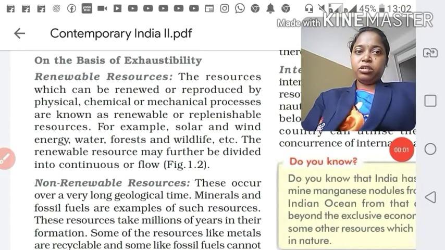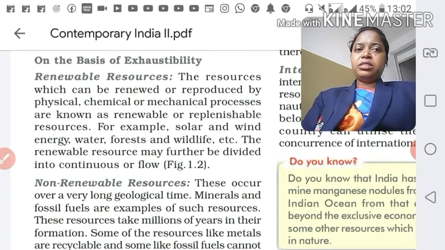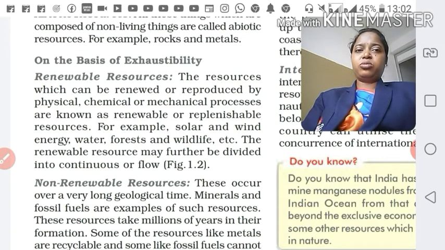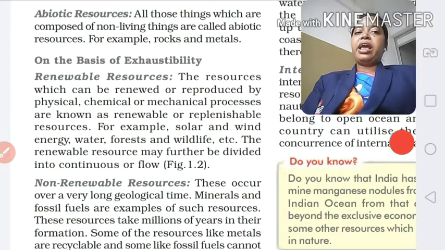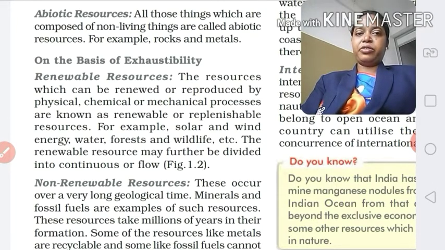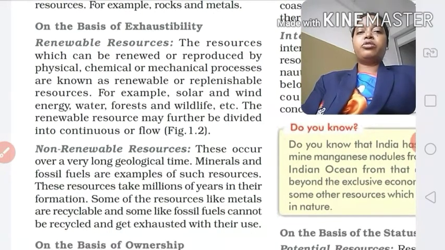So, here we got the common view of renewable resources, which can be renewed or we can give a new look to them. Those are also known as replaceable resources. For example, solar energy we can take as a renewable resource, wind energy also, water also, and forests and wildlife also. As we already saw in figure number 1.2, it is again subdivided into two parts, continuous or flow. Okay.